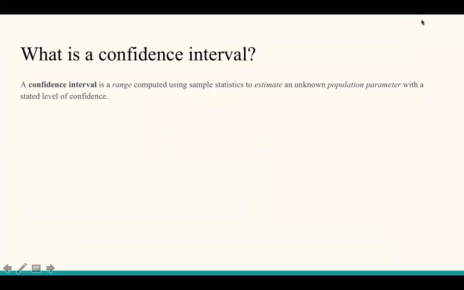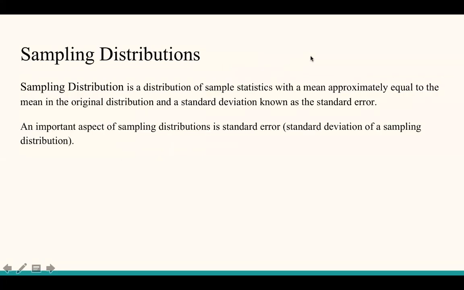So first off, what is a confidence interval? A confidence interval is a range computed using sample statistics to estimate an unknown population parameter with a stated level of confidence. We're going to talk about that more later, but just to get you started off, that's the definition of a confidence interval.